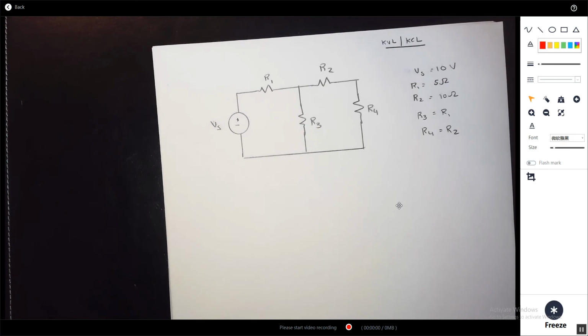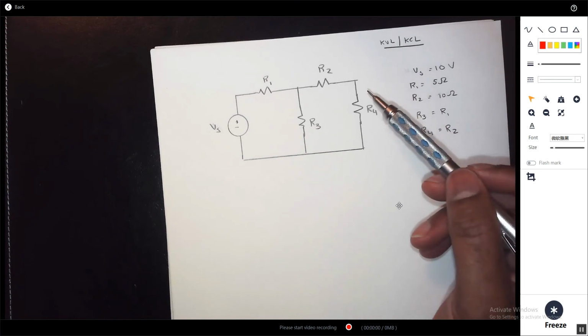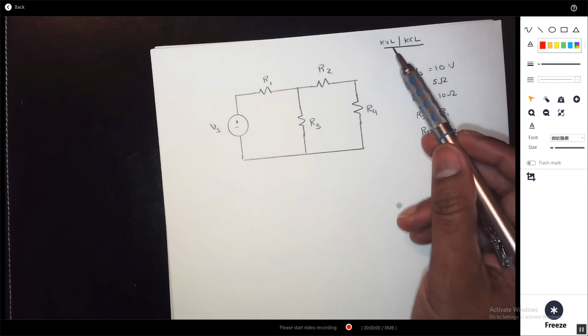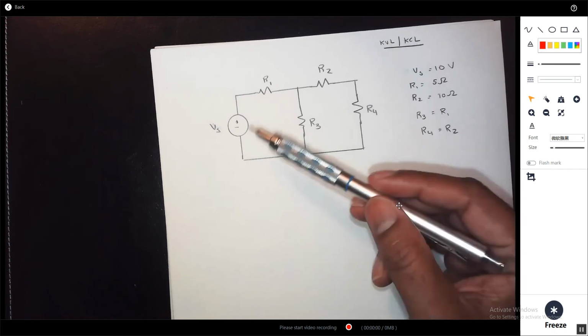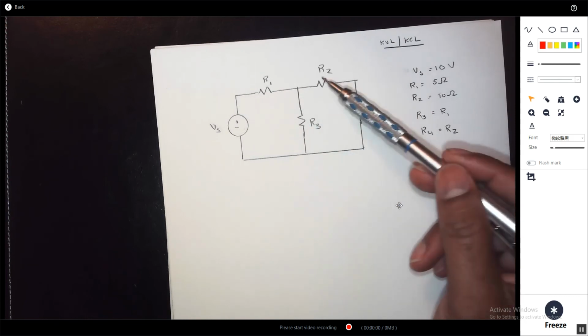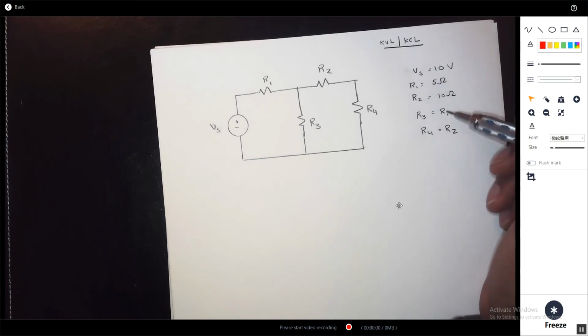For example, we were going to use KVL and KCL to solve the problem. Okay, so we can use equivalent resistance, we can use multiple methods, but again, our first is Kirchhoff's KVL, Kirchhoff's voltage law, and this is Kirchhoff's current law. We have a one source circuit with a couple of resistors in parallel and some combination, and we have our voltage, R1, R2, R3. R3 is equal to R1, which is 5, R4 is equal to R2, which is 10.